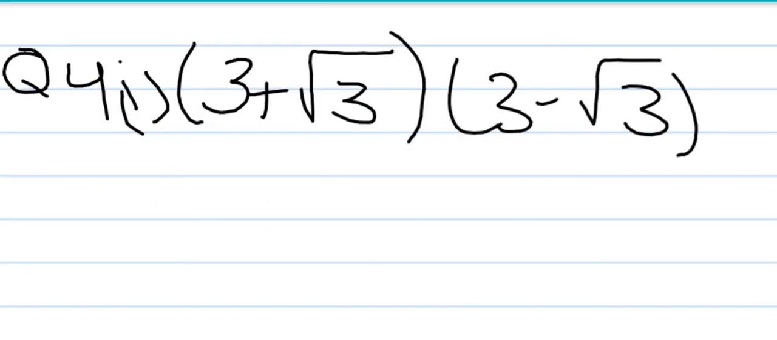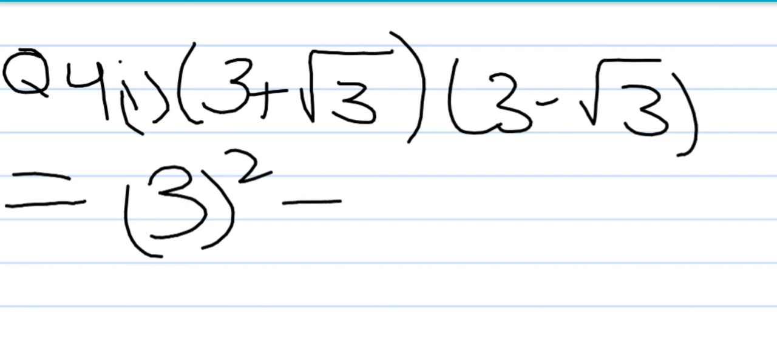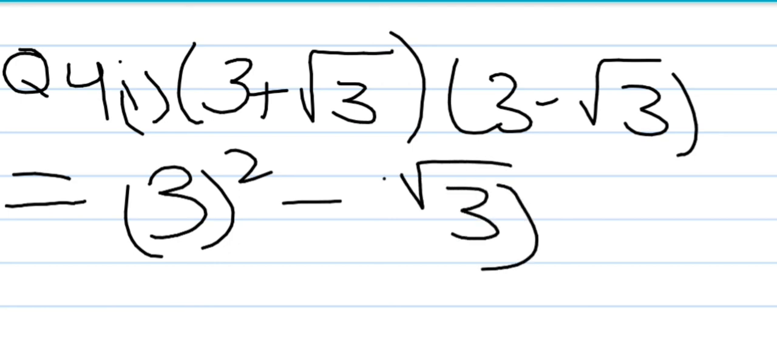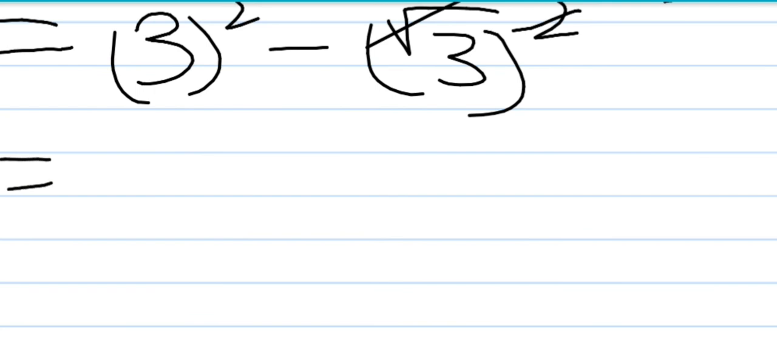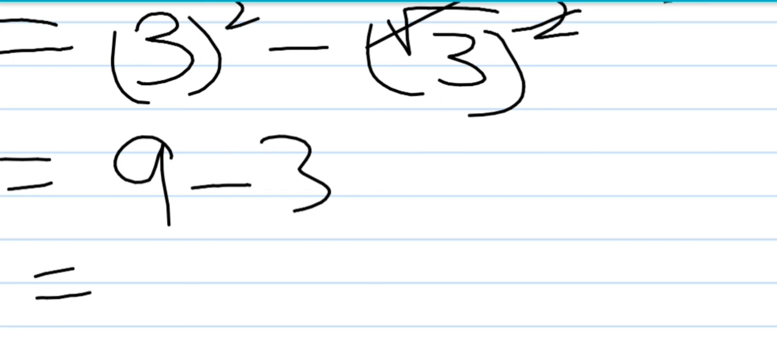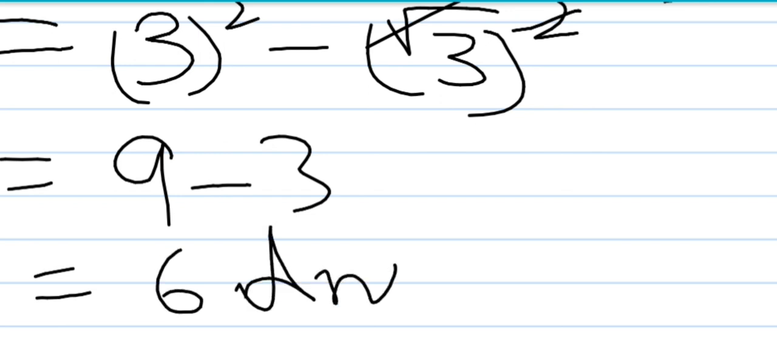So the question number 4, part 1 is 3 plus under root 3 into 3 minus under root 3. This is the formula of a plus b into a minus b is equal to a square minus b square. So we will apply this formula: 3 whole square minus, because of the formula we will use the sign minus, under root 3 whole square. The square and square root will be cut, and 3 3s are 9 minus 3. 9 minus 3 will become 6, and 6 is the answer.